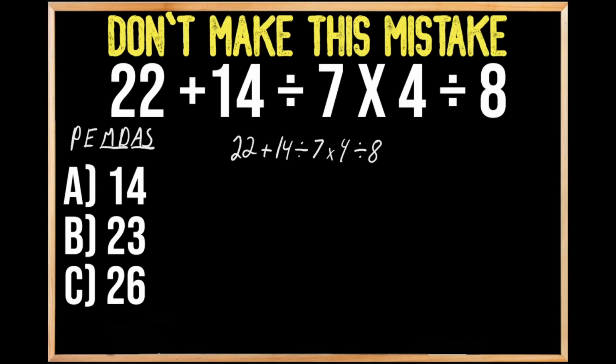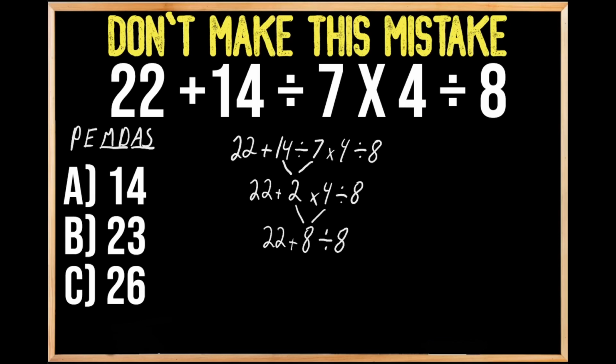So starting out, we have 14 being divided by 7 when working from left to right. Well, when we divide 14 by 7, we get 2, and then we're going to bring down the rest of this problem. So we have 22 plus 2 times 4 divided by 8. We're still working from left to right, so we have 2 times 4, which we know gives us 8. Then we're going to bring down the rest of this problem, so we have 22 plus 8 divided by 8.